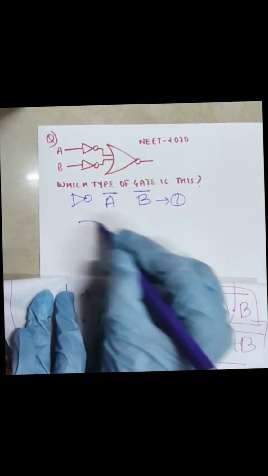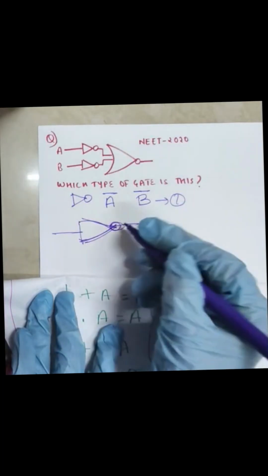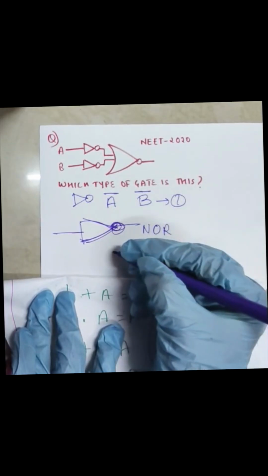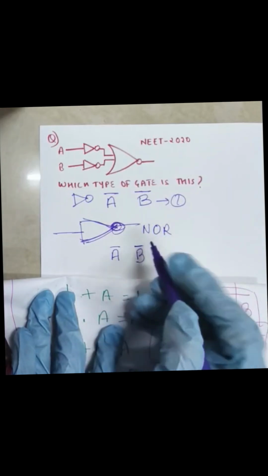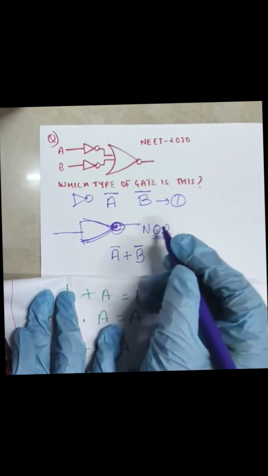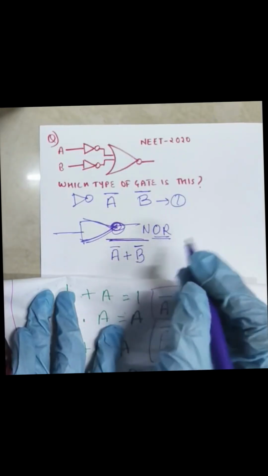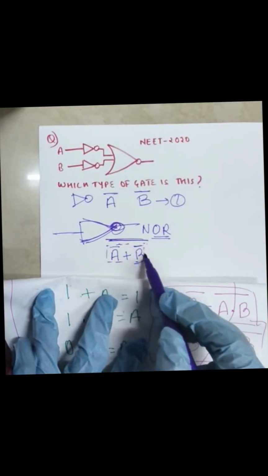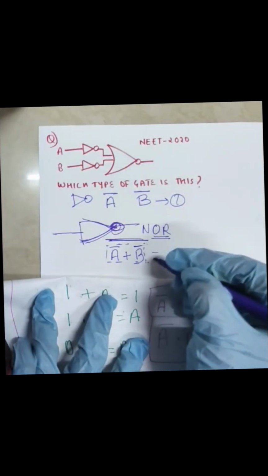Now this looks like, as I said, the sharp end with a bulb. That means it's a NOR gate. That means A dash, B dash. OR should be plus, but it also has NOT, so you put a dash over here, right? Now first let's solve this part. A dash plus B dash. A dash plus B dash is A dot B the whole dash.